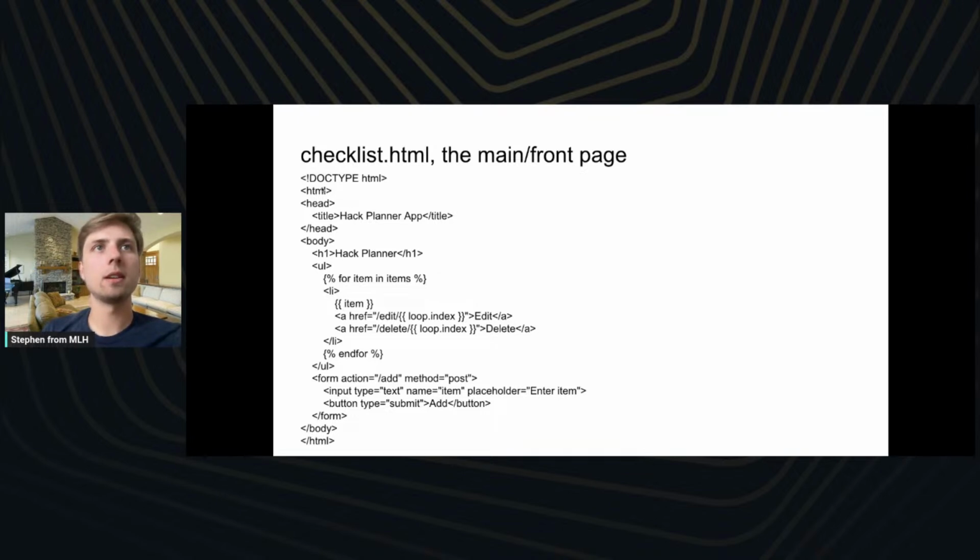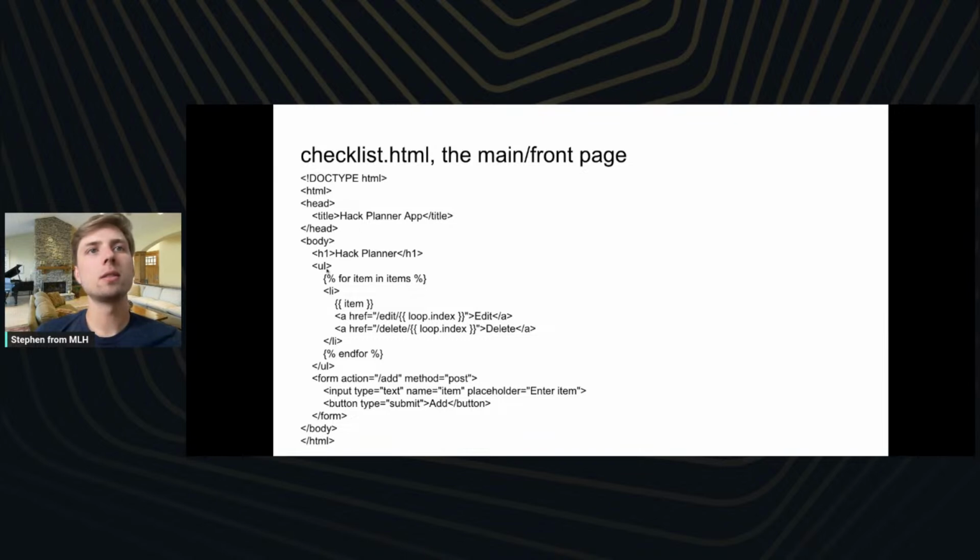You can see that there's a bunch of tags which are associated with HTML. It tells your web browser where to put all this information. So Hack Planner app, that should go in the title, which is what is displayed in the tab of your browser. H1 is the first header, which is the biggest main text in the project.